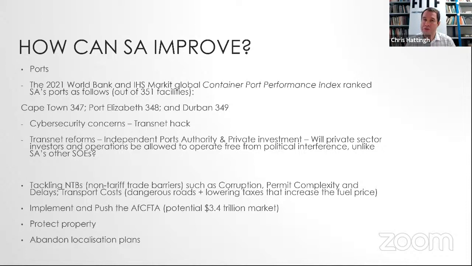And finally, to improve, South Africa must abandon localization master plans. These will inevitably provide subsidies for bigger businesses and exclude small to medium businesses from markets. And we need to make sure that we don't artificially increase the prices of goods and services by imposing higher tariffs on imported goods into South Africa.